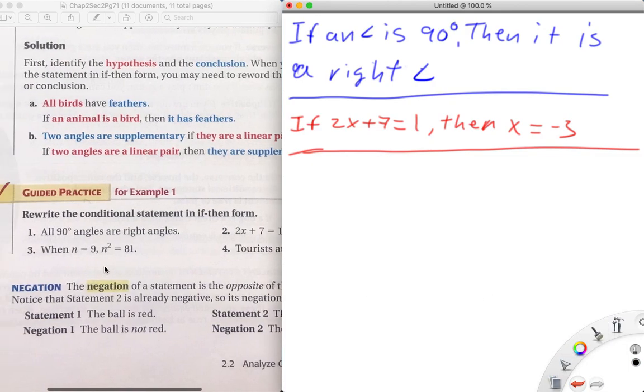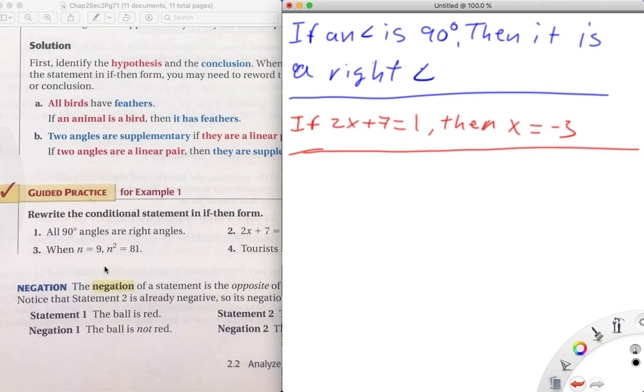Third one: when n equals 9, n squared equals 81. So we can say if n equals 9, then n squared equals 81.